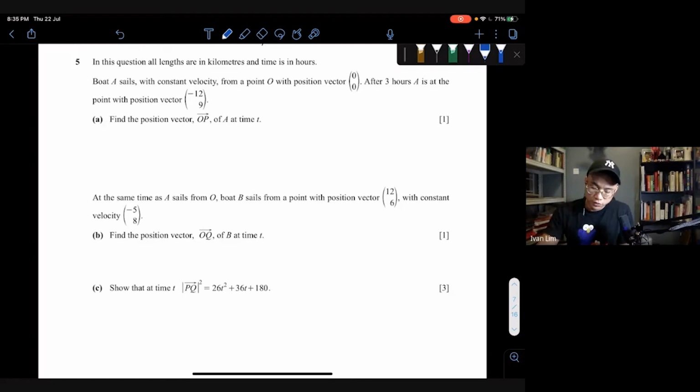Okay, so there are actually a few ways to do this, but the main formula that you need to remember for this is position vector. We normally use the alphabet R equals to U plus VT. Okay, R equals to U plus VT. So they say after 3 hours, A is at here, -12, 9.